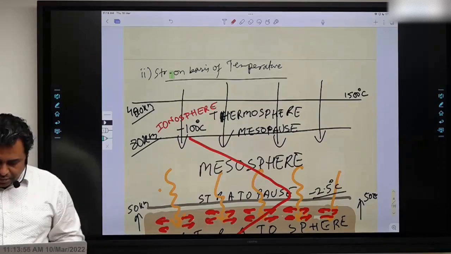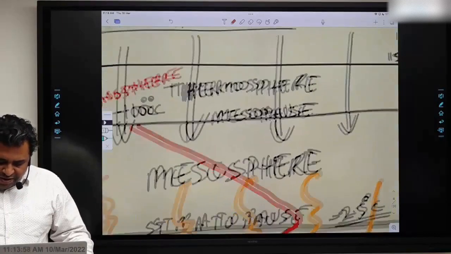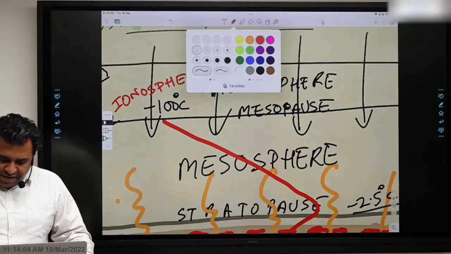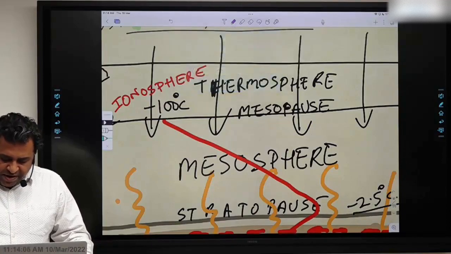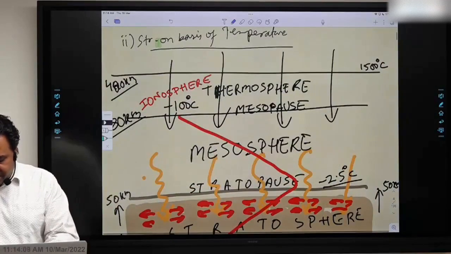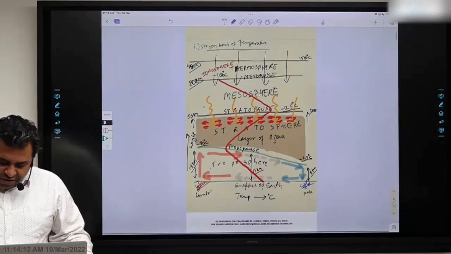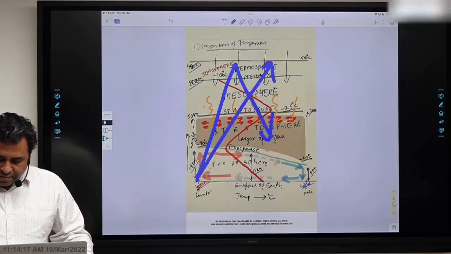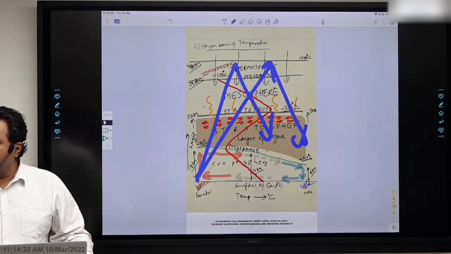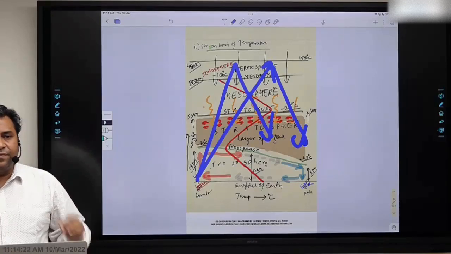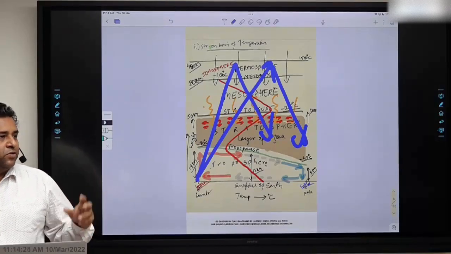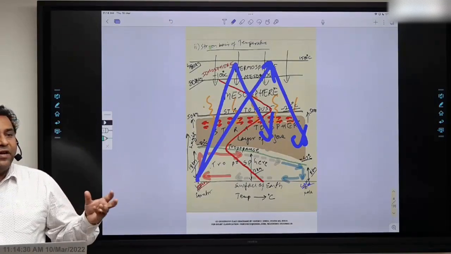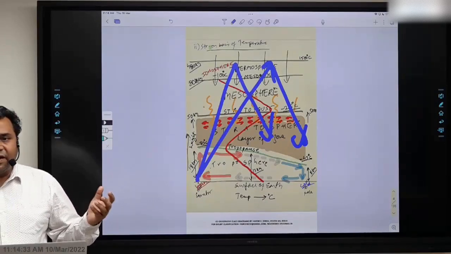And these ionized particles, when we send radio wave signals from the earth, let us say we are sending some radio wave signals from the earth toward the sky, those radio wave signals get reflected by the ions. Right? Radio wave signals are bounced back to the earth. So this is the importance of the ionosphere, that it tends to reflect back the radio signals.